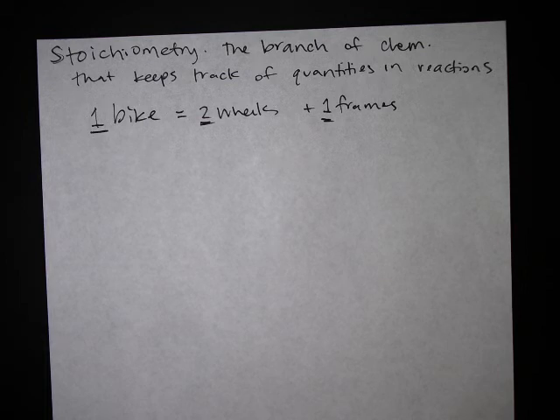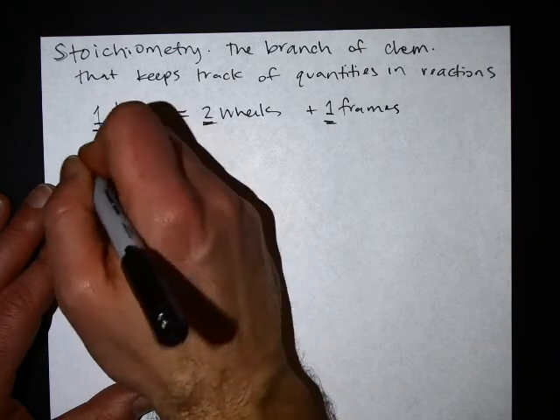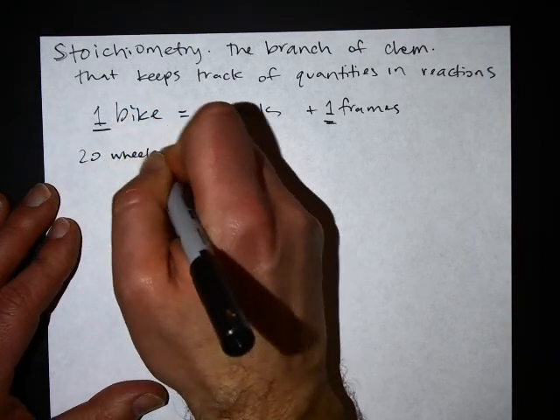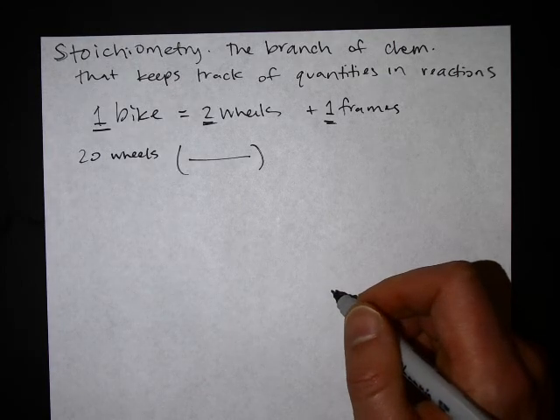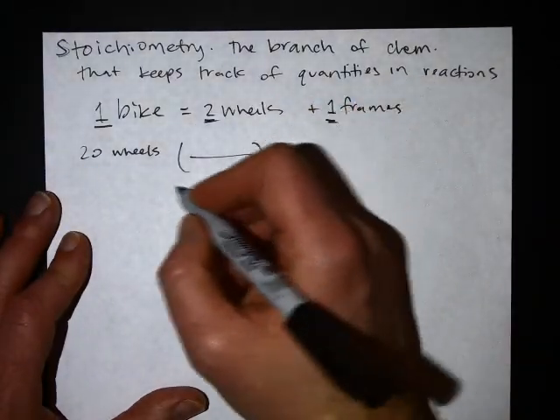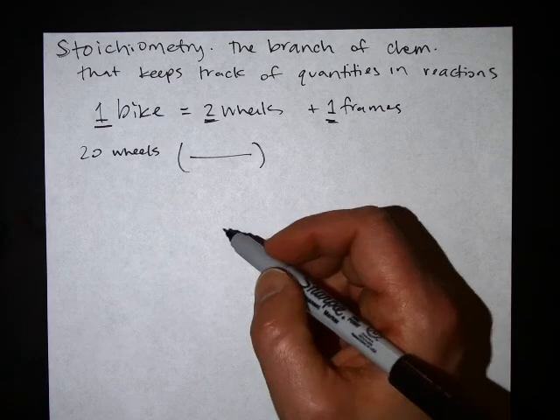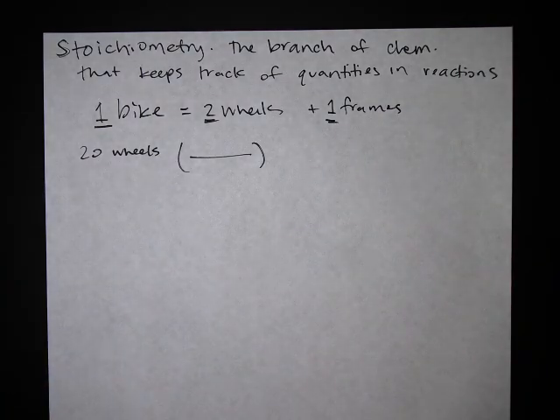If I asked you easy questions like, how many bikes can I make if I have 20 wheels? You can do that math in your head, right? If I got 20 wheels, how many bikes can I make? You'd take 20 divided by 2 and have 10. But you could also do, if I had 20 wheels, something like this. Wheels. If I had 20 wheels, I could use these numbers and coefficients to write the problem out in the way that we've been writing out problems all year long.